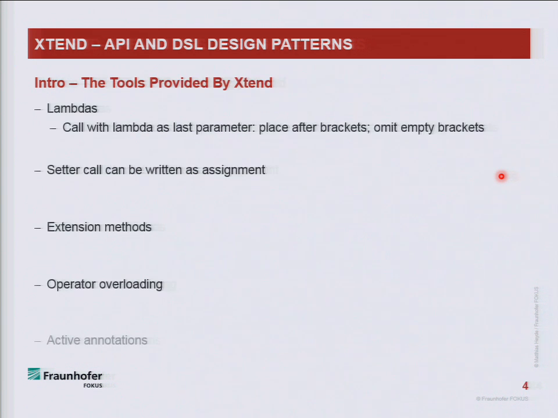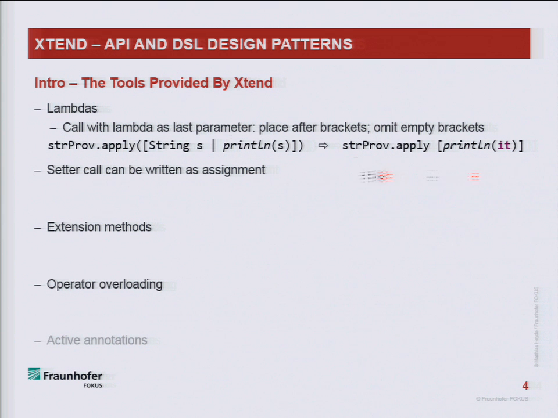Okay, so here's the list of patterns. No, this is a list of things that Xtend gives you. So for the guys who don't know Xtend, here are some hints what the language features are that we can use to implement our patterns. So first of all, we have lambdas, and lambda looks like this, right? It has the square brackets, and you have the parameters and this pipe symbol, and afterwards the code of the lambda. And we pass the lambda to a function here.